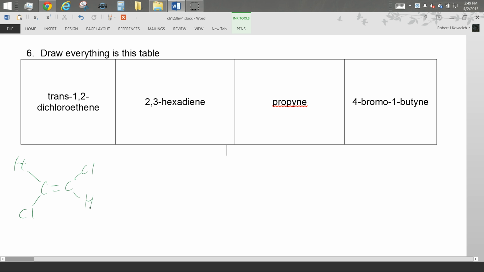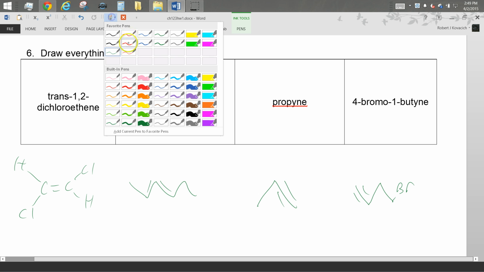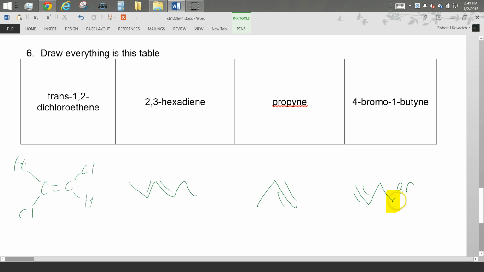1, 2 trans, yeah. 2, 3 hexadiene. So 2, 3, 4, 5, 6. And then propene. And then 2, 3, 4. So that last one, super important that you have that little hitch thing there.